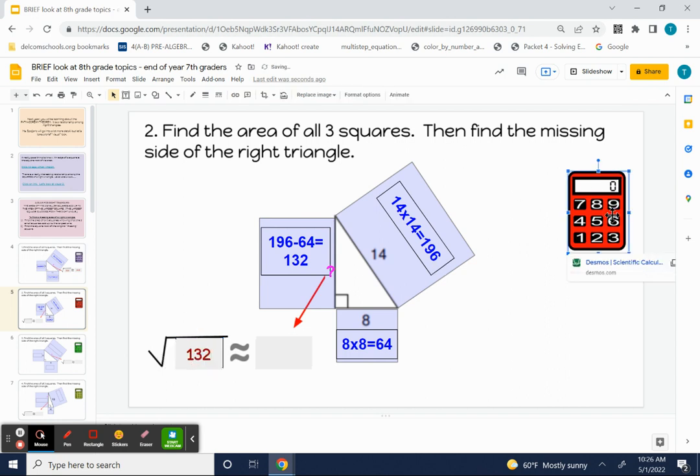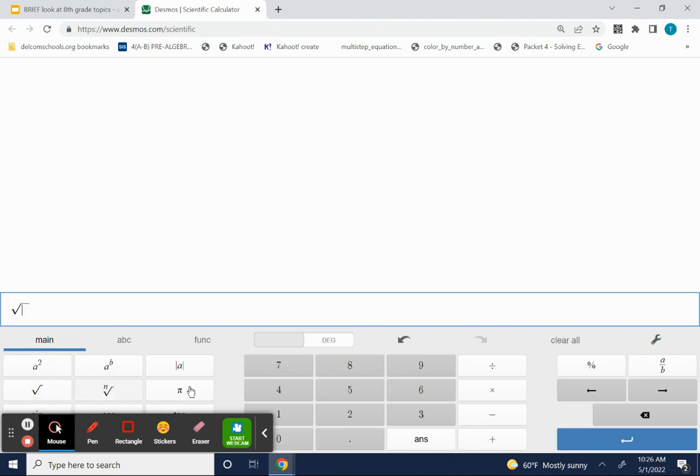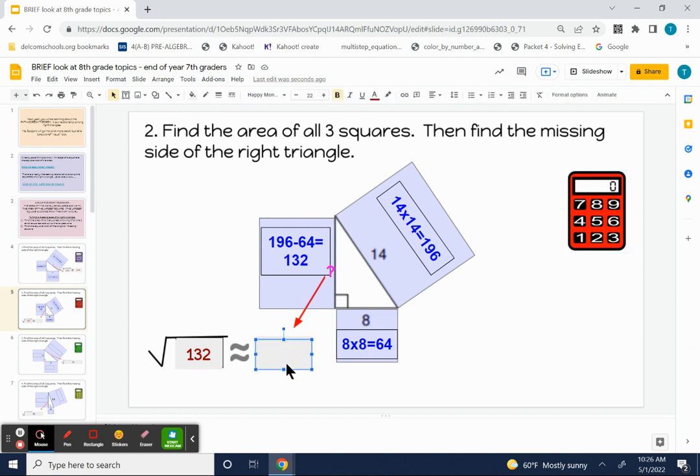Okay, so I'm going to use my calculator. I'm going to find the square root of 132. Okay, I'm going to round it to the tenth. I just like to round to the tenth. So it's either 11.4 or 11.5. Okay, remember 5 or above, give it a shove. Okay, that 8 is 5 or above. So it's going to be 11.5. Okay, so the missing side length is approximately 11.5.